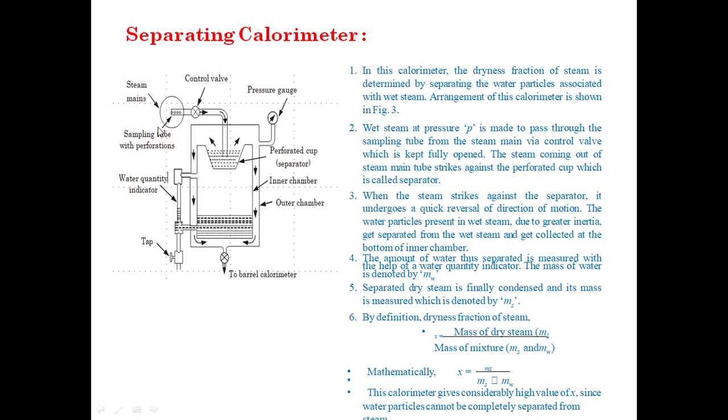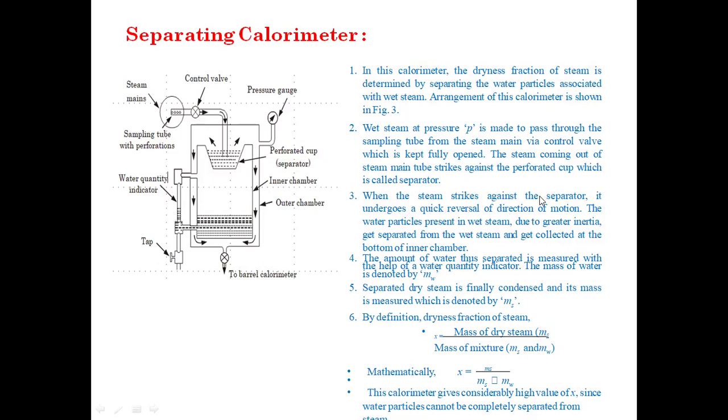The wet steam, with water particles and steam, passes through the perforated cup. Once it passes through the cup, whatever steam is there will move upwards, and the water will be collected downwards. That will be indicated by the water level indicator.